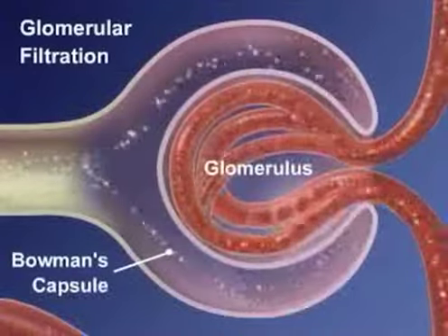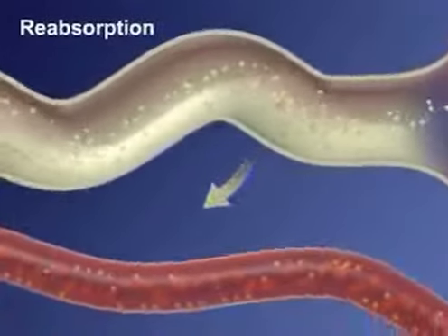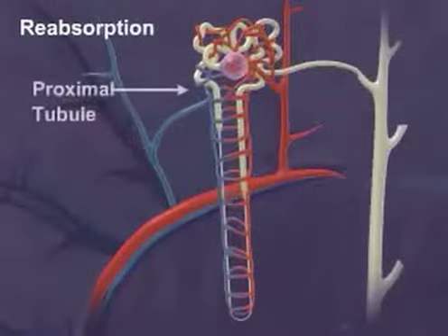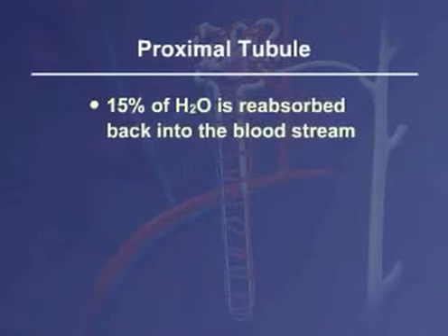In tubular reabsorption, substances are transported out of the tubules and back into the blood of the peritubular capillaries. Reabsorption takes place in the proximal tubule, loop of Henle, and distal tubule. The major part of reabsorption occurs in the proximal tubule. About 15% of water is reabsorbed back into the bloodstream. The process is regulated by the hormones vasopressin and aldosterone.